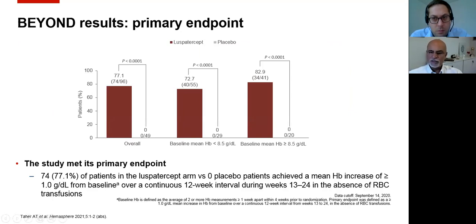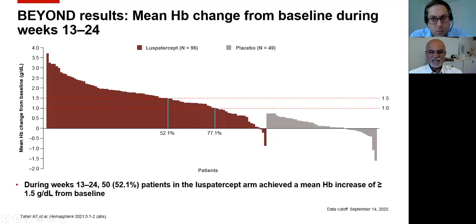And if you look specifically into an increase of 1.5 gram, so during week 13 to 24, around 50% of patients in the luspatercept arm achieved a hemoglobin increase of more than 1.5 gram per deciliter. And Khaled has shown you clearly from one of our studies that an increase of hemoglobin by 1 in this group of patients will decrease the morbidities.